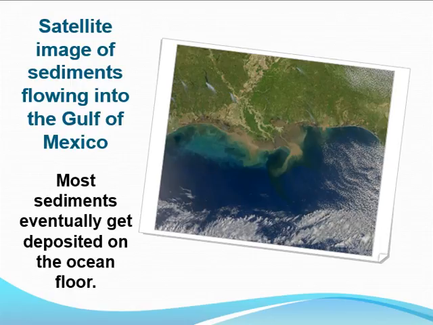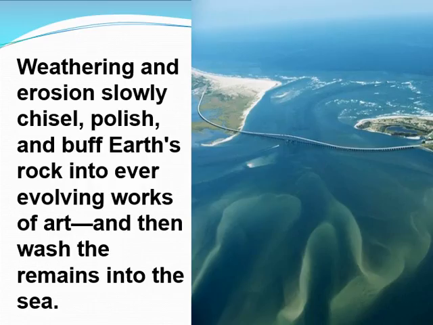Here's another image that you can see from, I think this is in Texas. I think this is Galveston, Texas, which is a coastal community off the coast of where Houston is. And this just says, weathering and erosion slowly chisel and polish and buff the Earth's rock over just a huge period of time. And I like the language here, evolving works of art. And then all of those sediments are washed into the sea.